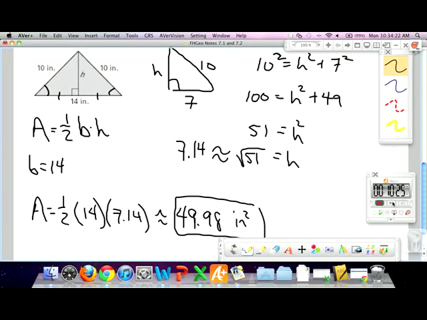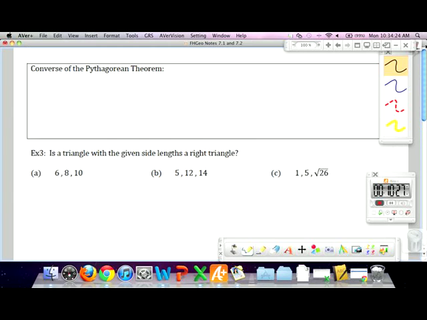Okay, the next part is kind of an extension of this. We know that for right triangles, the Pythagorean theorem holds. The converse is actually also true. So the Pythagorean theorem is more or less an if and only if statement. If we know a relationship amongst the sides of a triangle, then we can claim what type of triangle it's going to be. Specifically, the converse of the Pythagorean theorem is as follows.